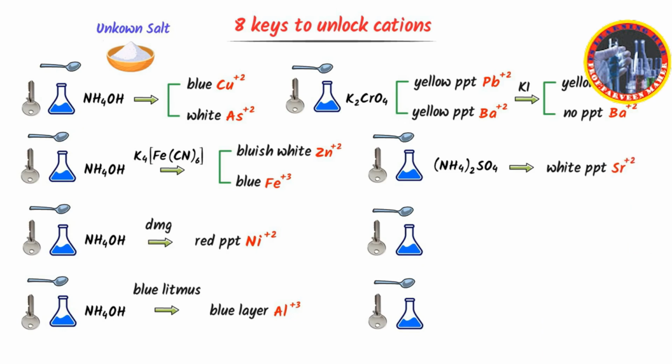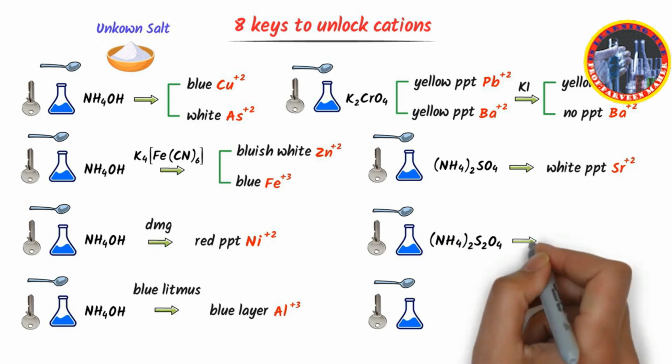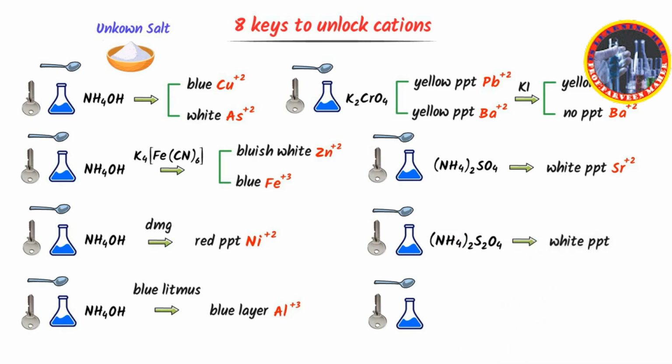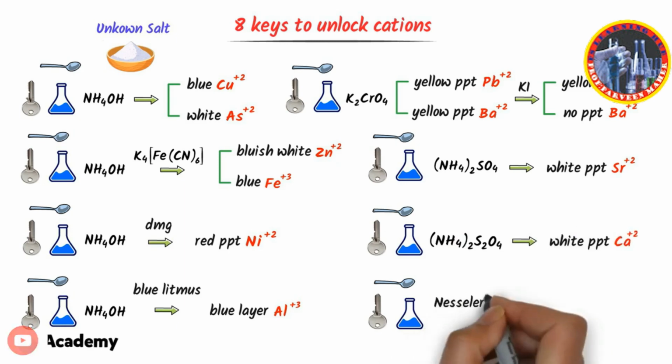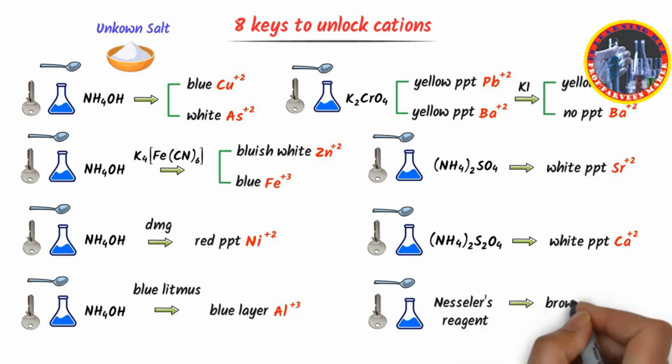In the seventh key, I add ammonium oxalate. I get white precipitate, which shows the presence of calcium ion. Lastly, in the eighth key, I add Nessler's reagent. I get brown precipitate. It shows the presence of ammonium ion. Hence, using these 8 keys, we can easily indicate the presence of any cation in an unknown salt. Therefore, using these overall 13 keys, we can easily crack any question of salt analysis. I hope that you have learned all about salt analysis.